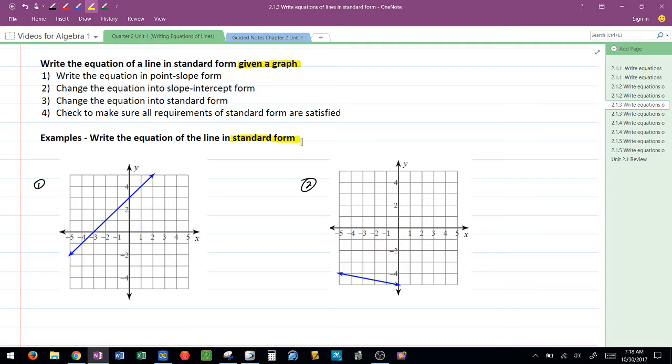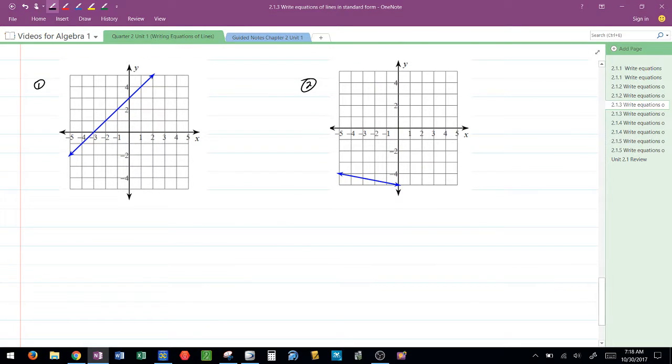All right, so let's take a look at this first one. I need to identify 2 points. There's one, there's one. I'm going to calculate my slope. Slope would be, let's see, I'm going to go up 2 and 2 to the right, 2 over 2, which would be a slope of 1. I'm going to identify this first point right here. It's at negative 4, negative 1.